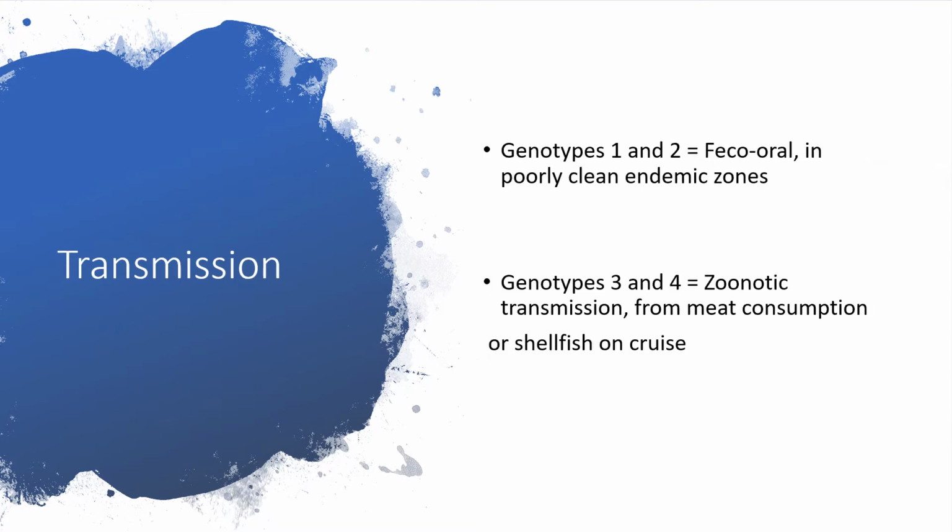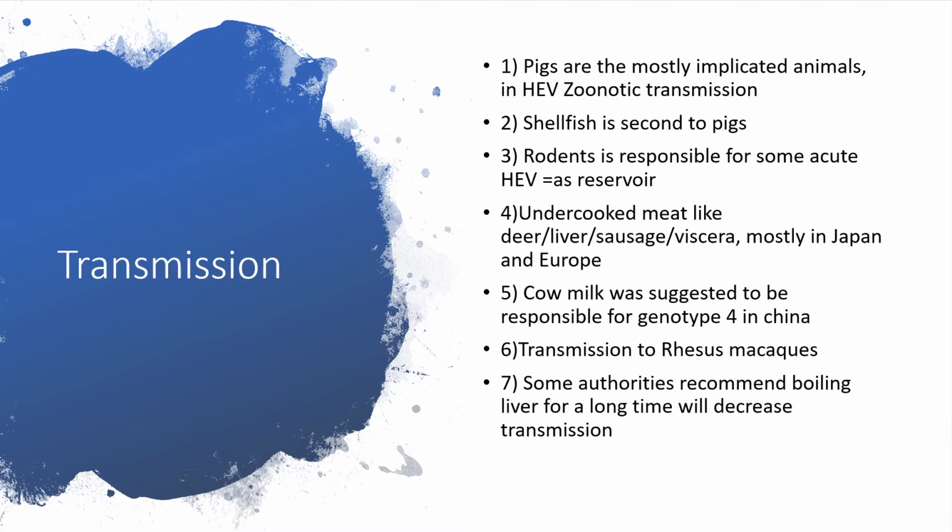Genotypes 1 and 2 could be transmitted fecal-orally in poorly clean endemic zones. Genotypes 3 and 4 could be spread via zoonotic transmission from meat consumption or shellfish on cruise. Still on transmission, pigs are the mostly implicated animals when it comes to zoonotic transmission of hepatitis E virus. Shellfish will be second to pigs, particularly on the cruise.